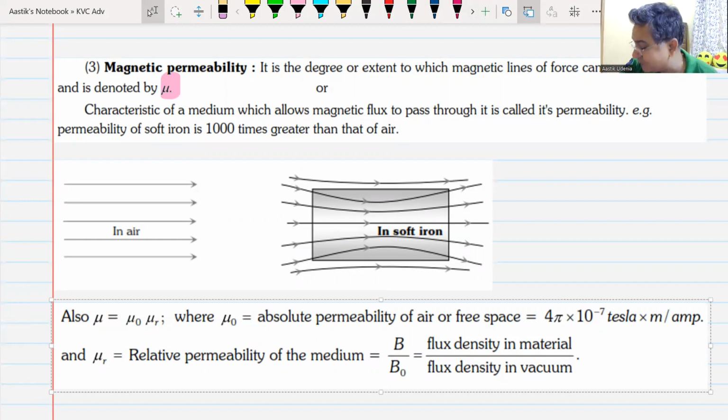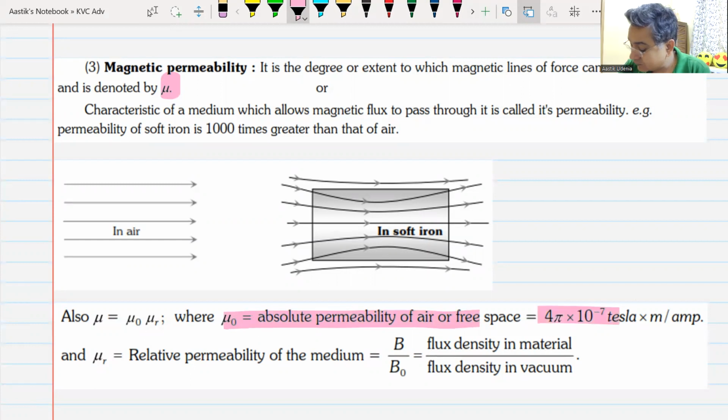Do we understand this? Are you able to relate this? Relative permittivity will be the magnetic field in the medium divided by magnetic field in vacuum. Do we understand this? Is it same or is it different? Same. 2 minutes to write the same.